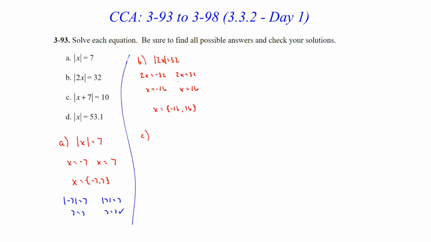All right, part C. The absolute value of x plus 7, that quantity, is equal to 10. So what can we plug in here to make all of this true? Well, we could plug in negative 10. The absolute value of negative 10 is 10, and also positive 10.